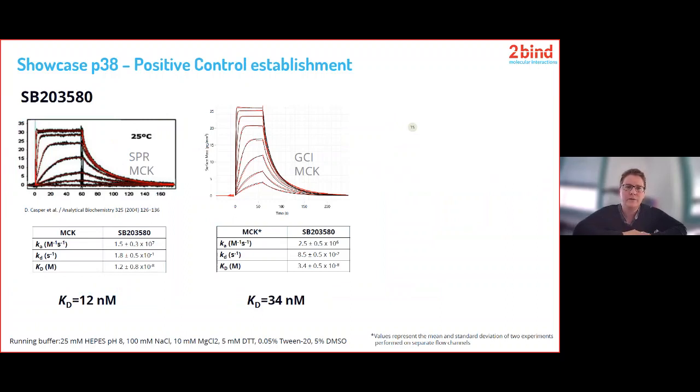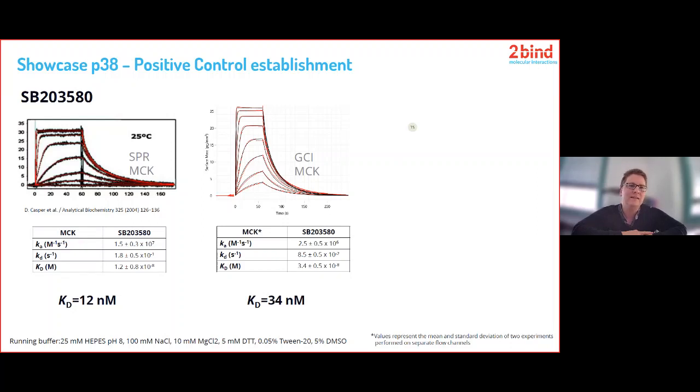Let's start with a positive control. I skipped the QC part. The protein is fine, I can tell you. QC is done, positive control is the next step. Here you see on the left side an SPR data set from a publication in Analytical Biochemistry using P38 with a control, SB203580.